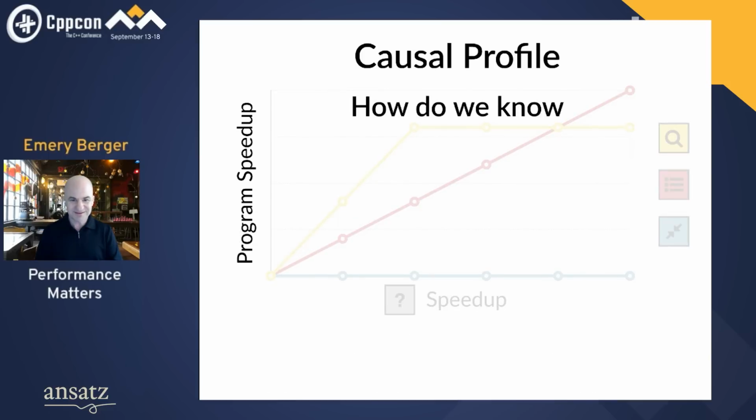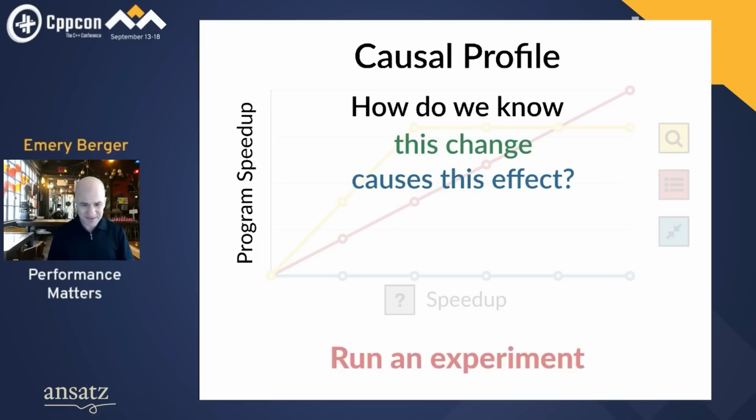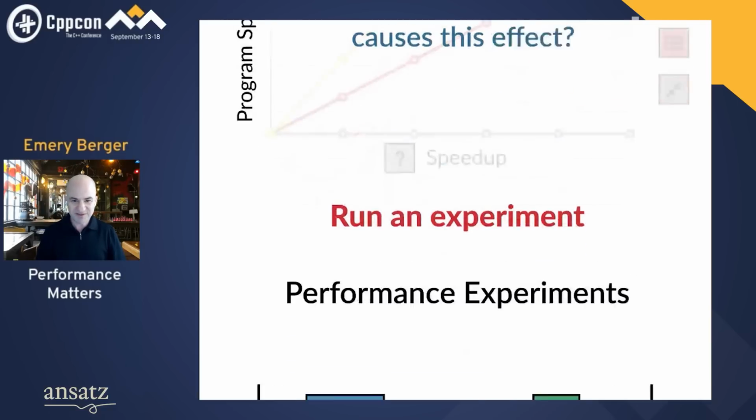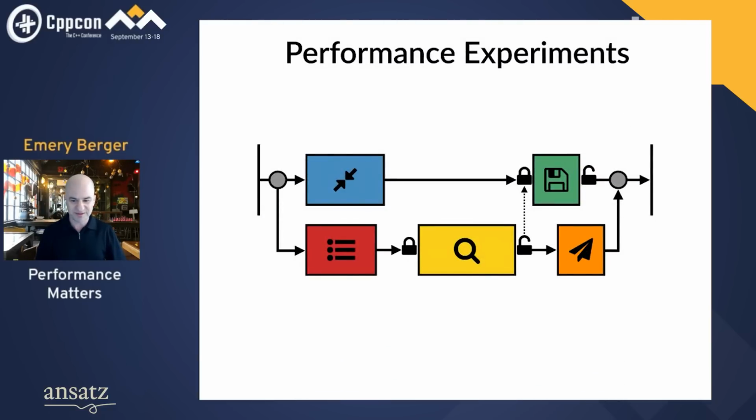Now, of course, this is great, right? It would be wonderful to have this information, but how are we going to get it, right? We need to know this change has this effect. So what we're going to do, and I'll explain how we're going to do this, is we're going to run experiments. The experiments that we're going to run, we call performance experiments.